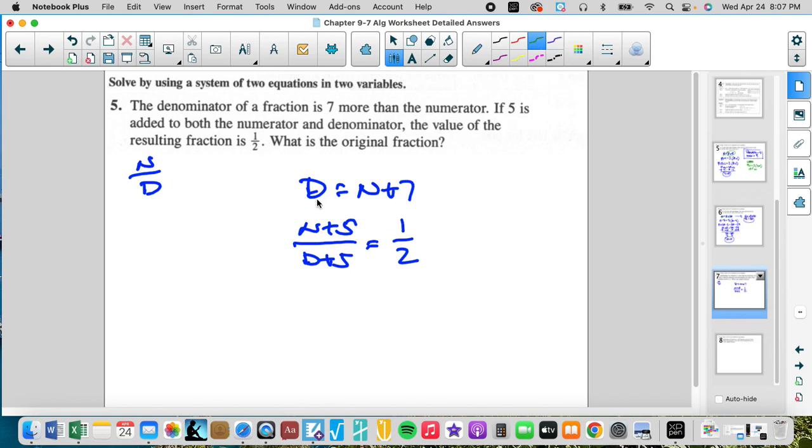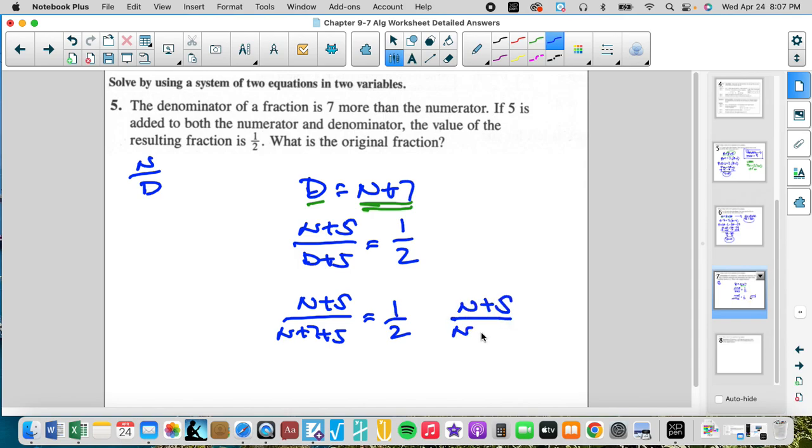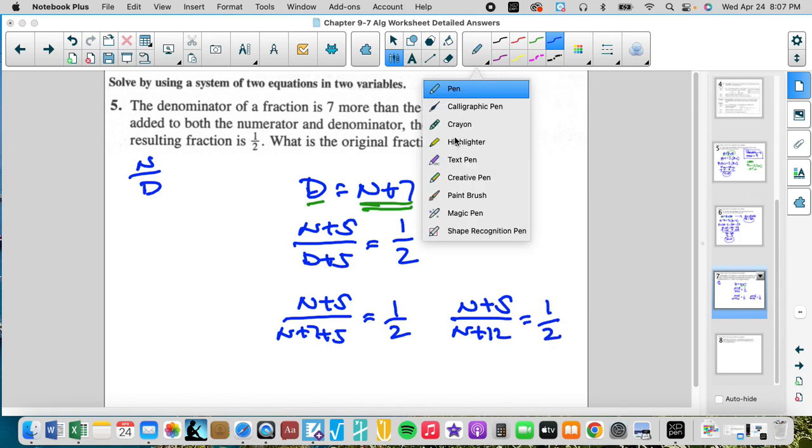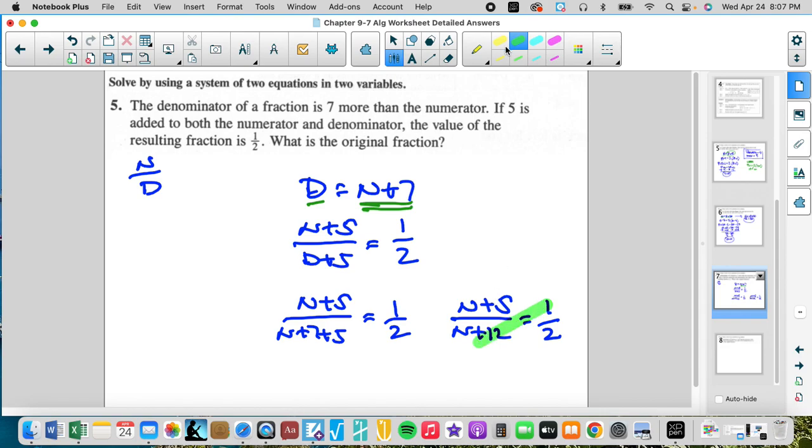All right, so there's 2 things we can do here. First, we're going to use the substitution. We're going to substitute this value in for D. So we get n plus 5 over, instead of writing D, we're going to do n plus 7 plus 5 equals 1/2. We can simplify that. N plus 5 over n plus 12 equals 1/2. And now we're going to cross product. Cross, cross, create an equation.